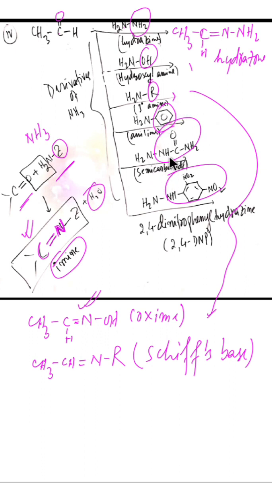Next one is semicarbazide. This is called semicarbazide, NH2NHCONH2. Okay, let me write the product here. This is our ethanal, and the oxygen and two hydrogens will go out to form water, and this nitrogen will be attached to the carbon through a double bond like this, and NHC double bond O, NH2 will be attached. So this is semicarbazone.